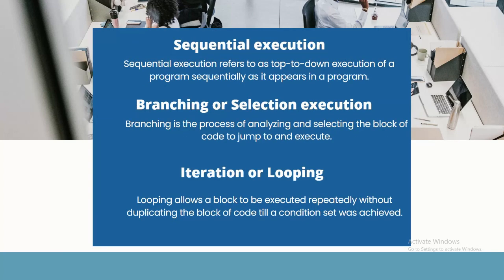And then looking at sequential execution, the next thing we have is branching and selection. Now in branching, it is a process of analyzing and selecting the block of code to jump to and execute. Let me give you an example of something that looks like branching.